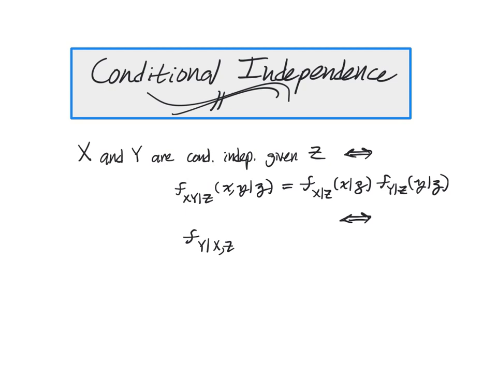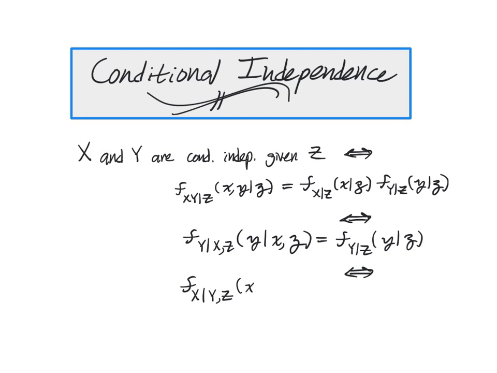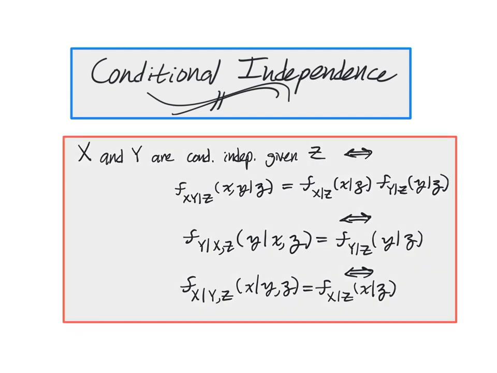The second characterization says that the conditional density of y given x and z is identical to the conditional density of y given z alone. In other words, once you know z, x doesn't tell you anything extra about y. The final characterization reverses the roles of x and y. This one says that the conditional density of x given y and z is identical to the conditional density of x given z alone. In other words, once you know z, y tells you nothing else about x.